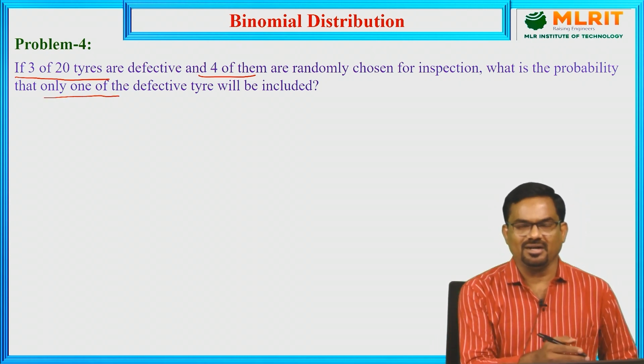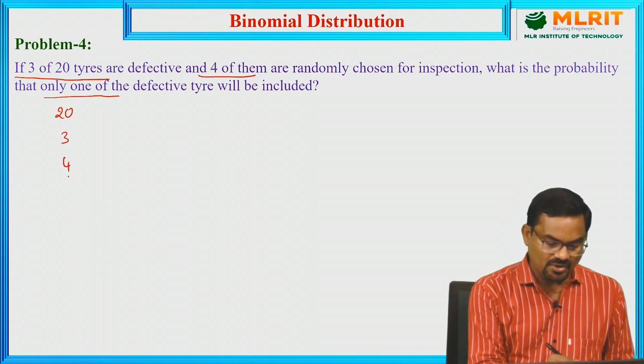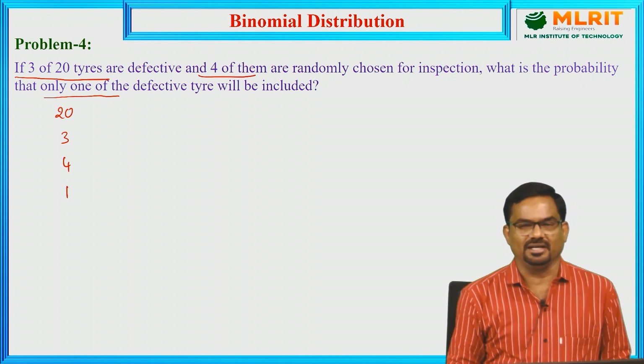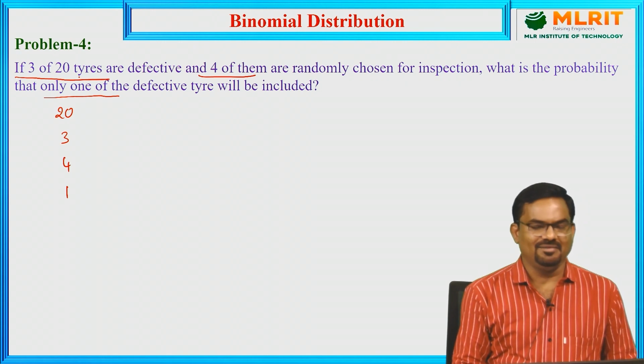So here there are different numbers like 20, 3, 4, 1. First, you should know what these values indicate. Out of 20 tires, 3 tires are defective.